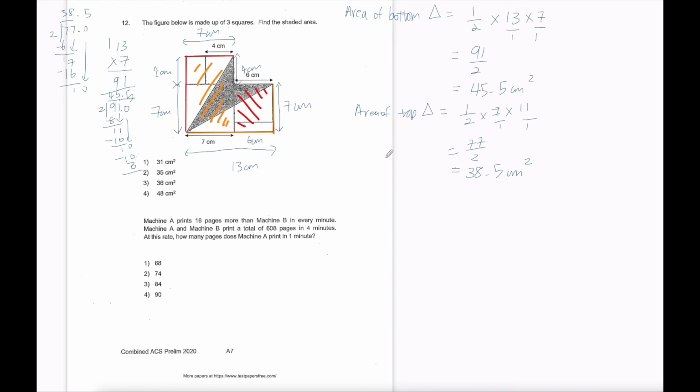So, area of left rectangle equals 11 times 7, because this is 11 and this is 7, which is 77 cm square. How about the area of the right-hand side triangle? This is the right-hand side, right? So this is 7 and 4, so 7 times 4. So the total area is 77 plus 28, which is 105.